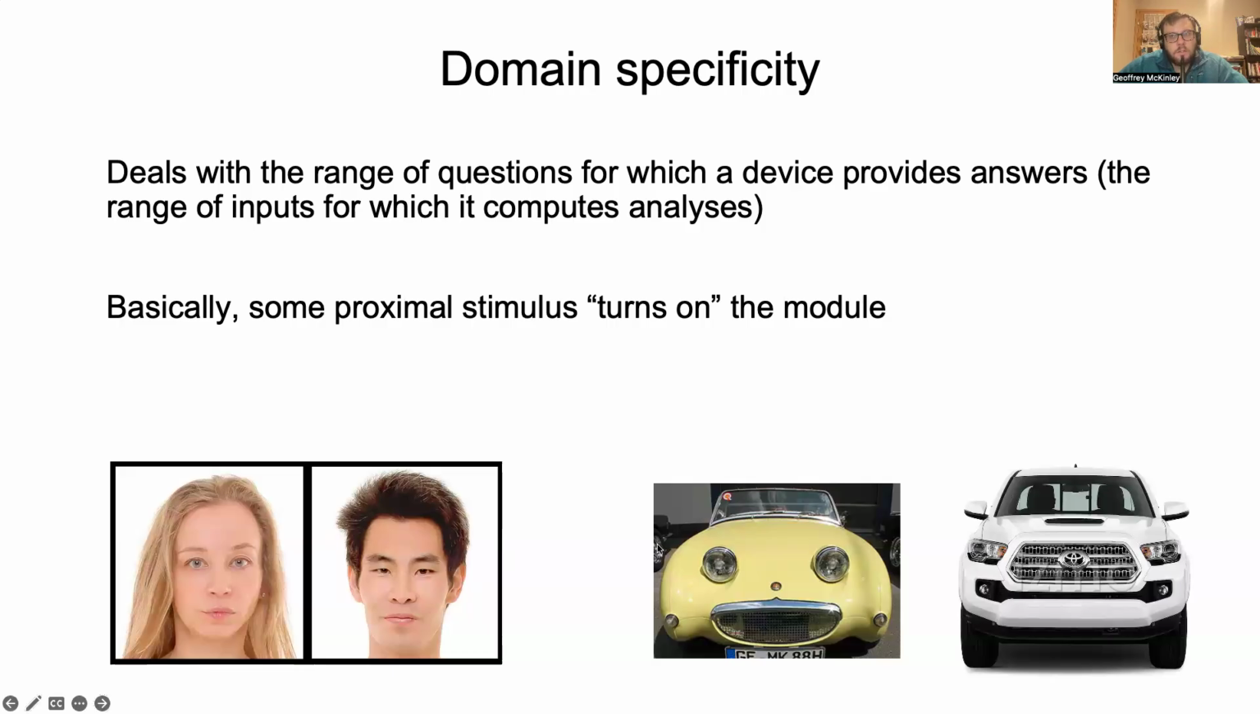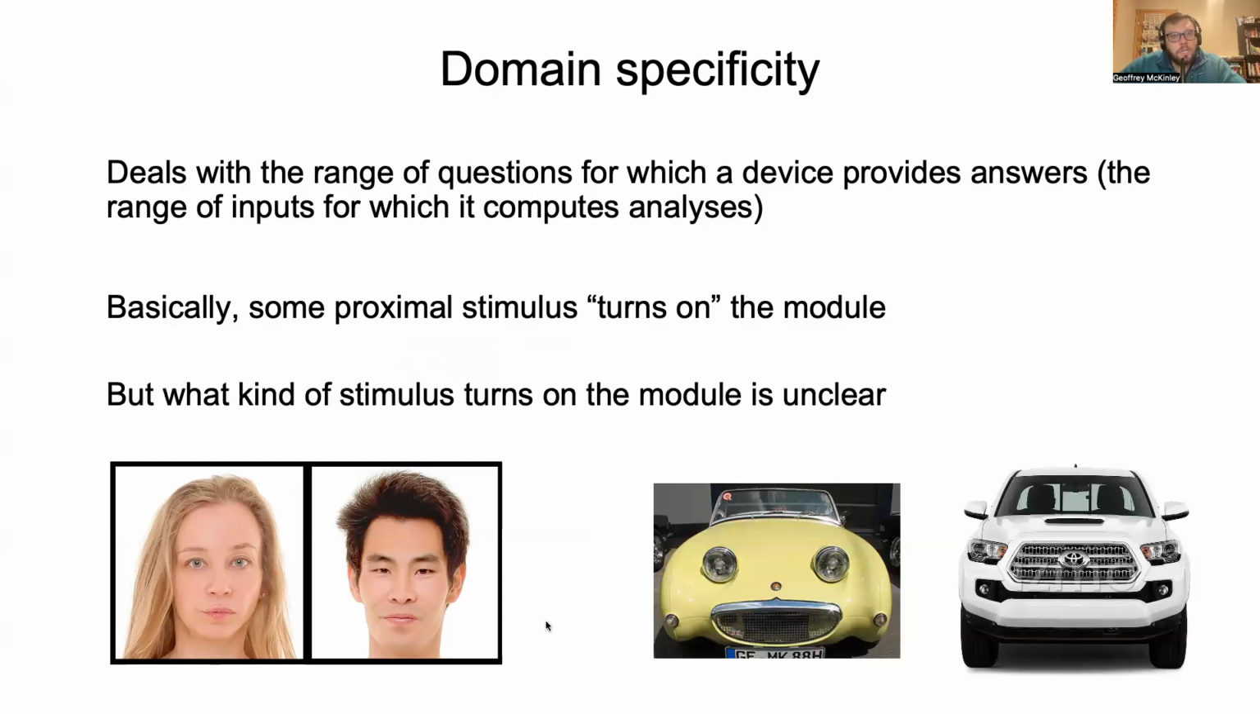So we all hopefully know that some cars look like faces. They have facial likeness to them. So this yellow car kind of looks like a happy face, whereas this Toyota doesn't so much look like a face. So the point of this is that it's not really clear what turns on a module, right? For face processing, obviously faces would have to turn it on, but also other things might turn it on too. We just don't know. It's not really clear what that range, or domain specificity, is.